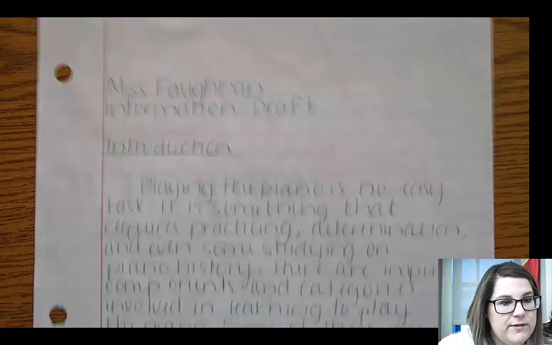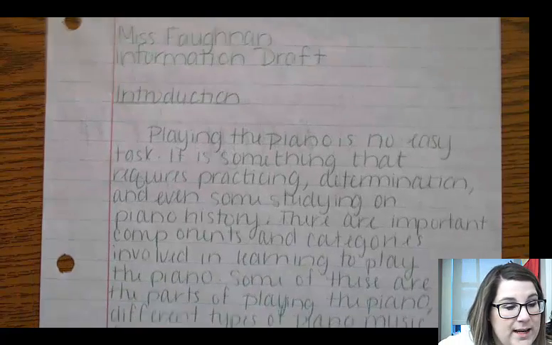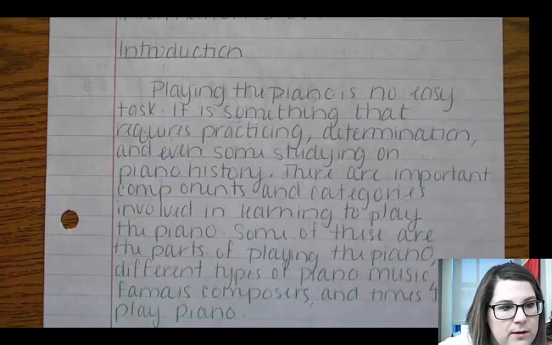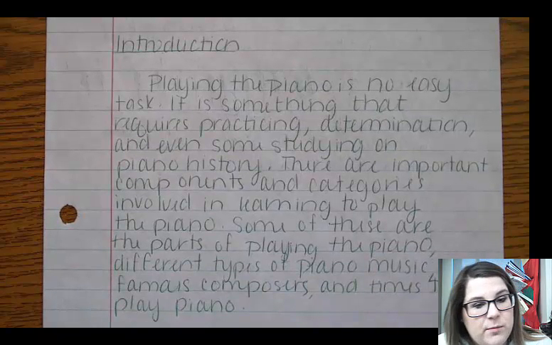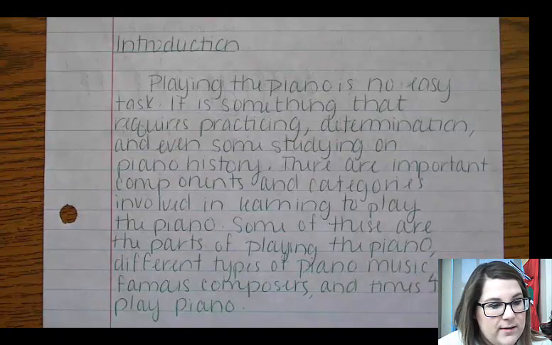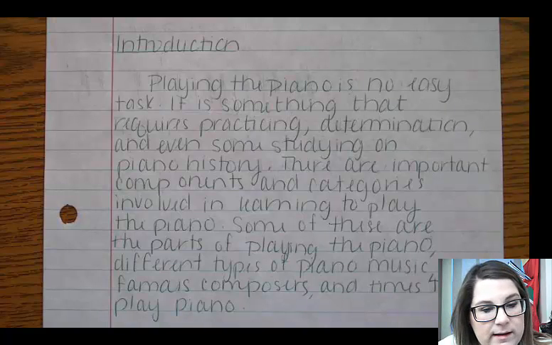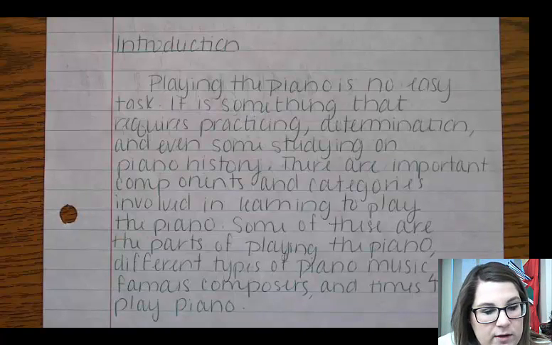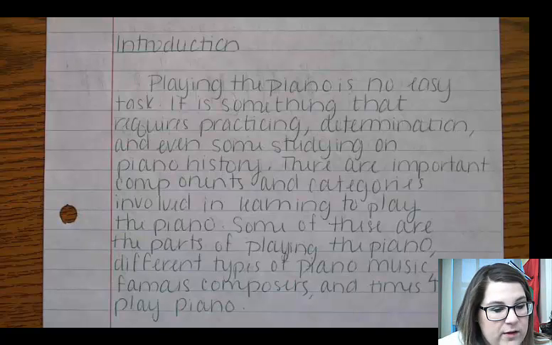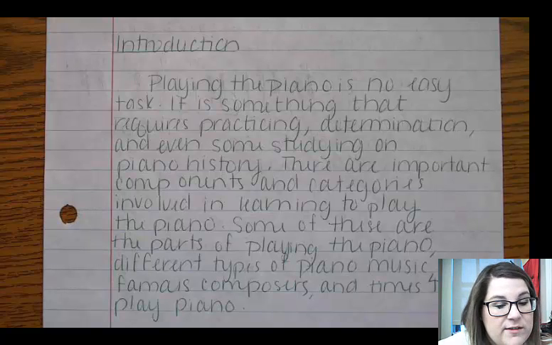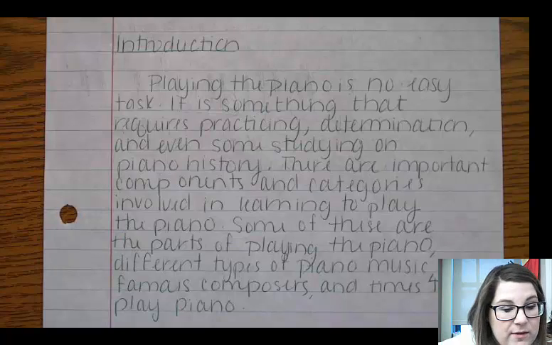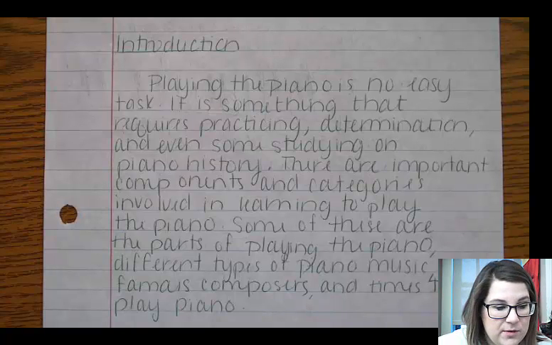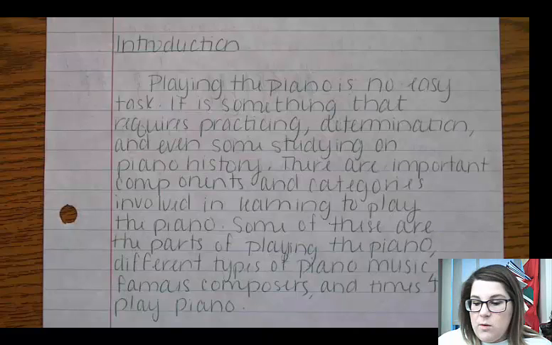So this was my first attempt at an introduction, and I'm going to work to make mine interesting, just like that pie one. So my original says, playing the piano is no easy task. It is something that requires practicing, determination, and even some studying on piano history. There are important components and categories involved in learning to play the piano. Some of these are the parts of playing the piano, different types of piano music, famous composers, and times to play piano. So I've been doing a lot of research.